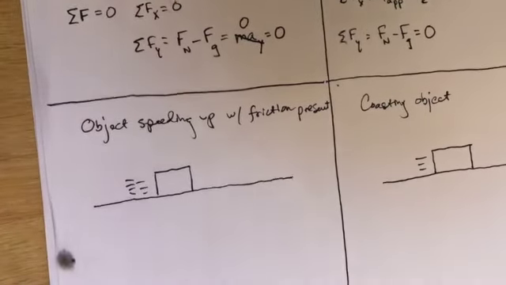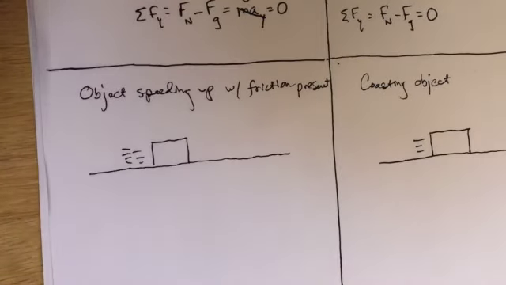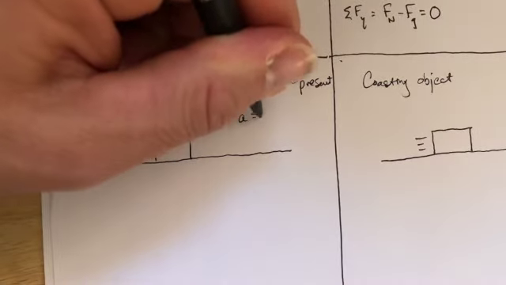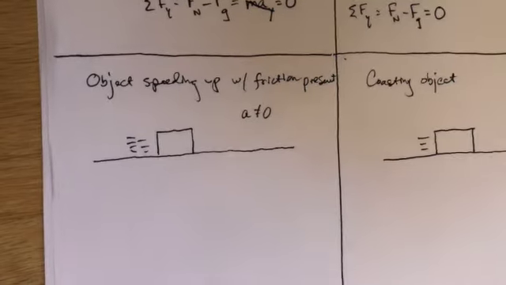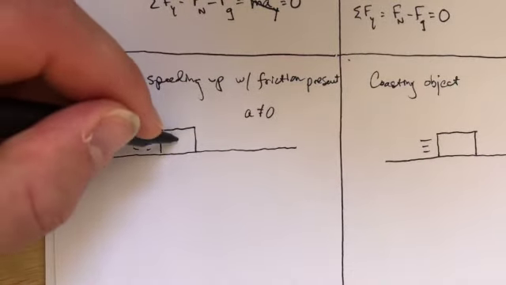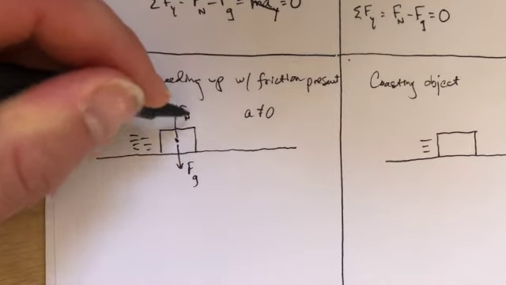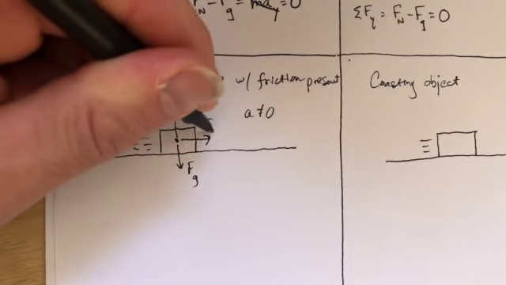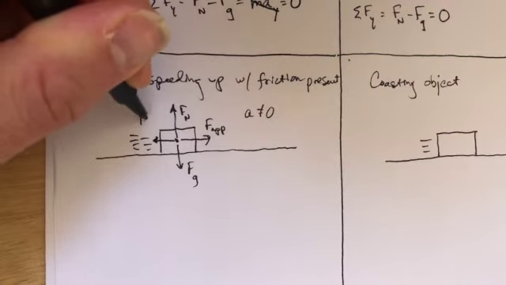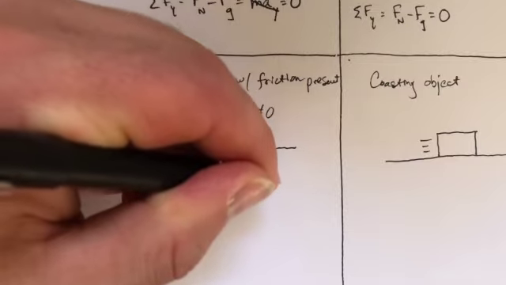Now we have an object that's speeding up with friction present. So how is this going to be different than an object moving at a constant velocity? Well, in this case, acceleration is not 0. Let me look at my forces here first. I've got F sub g, F sub n. I've got an applied force, and that applied force is going to have to actually be bigger than my frictional force.